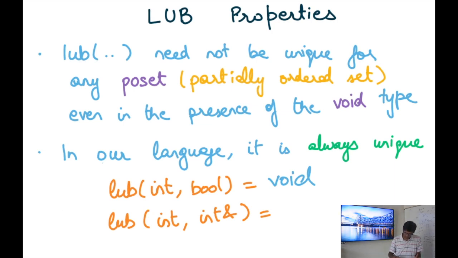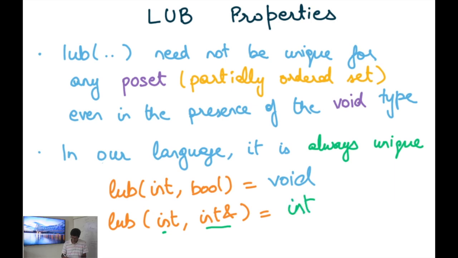What about LUB of int and int ampersand? Recall that int ampersand is a subtype of int, and int is also a subtype of int. So there are two upper bounds of int and int ampersand. One of them is int, and another upper bound of int and int ampersand is void. Which one is the least upper bound? Well, because int is a subtype of void, int is the least upper bound. So the least upper bound of int and int ampersand is just int.